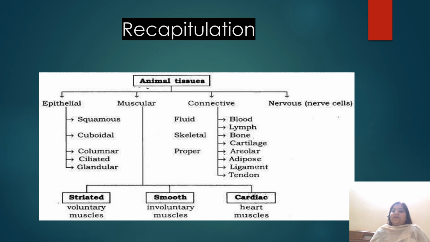Then we have studied that connective tissues are basically of three types, that is fluid connective tissue, skeletal connective tissue, and proper connective tissue. Fluid connective tissues are blood and lymph, skeletal connective tissues are bone and cartilage, and we have proper connective tissue as areolar tissue, which is gap filling tissue, adipose tissue, which is fat storing tissue, ligament, which is joining bone to bone, and tendon, which is helping in joining muscle to bone. The nervous tissue is the fourth type of tissue, which is the longest tissue in animals.